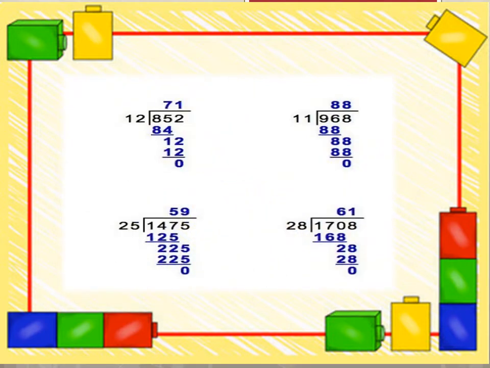Now let's see a few examples. Here we have taken division by 2-digit number. In the above two sums that are based on tables you have already learned, 12 and 11. In the below two sums that will be divided, the divisor is 2-digit, that is 25 and 28.